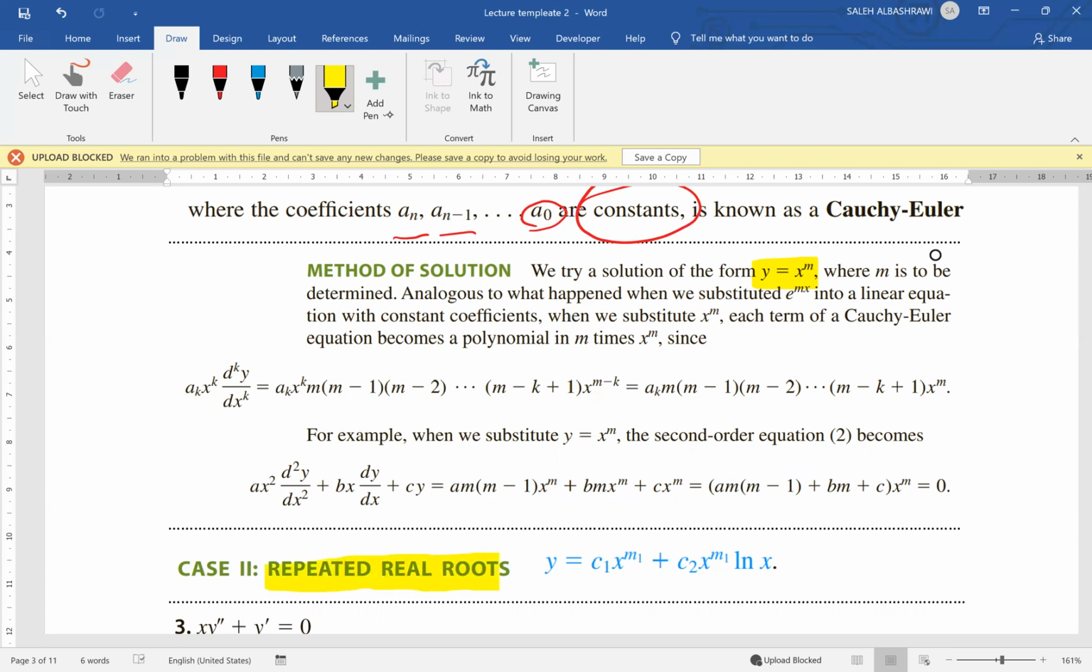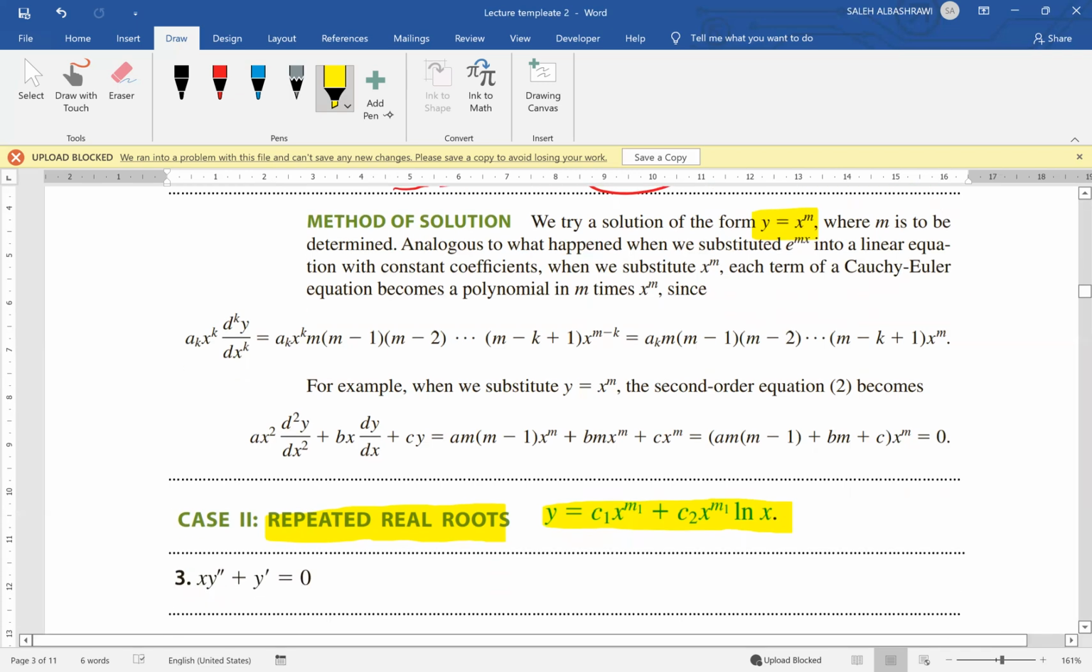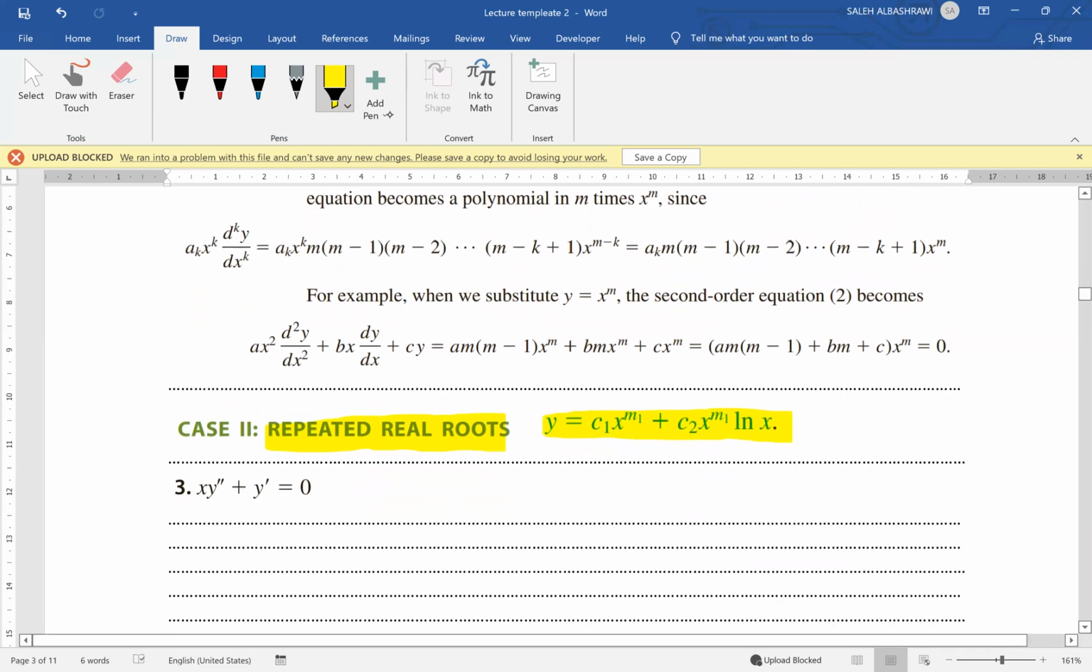If we have repeated real roots, then the general solution will be written as C1 multiplied by x to power m1 plus C2 x to power m1 times ln of x. This will be the general solution of the given differential equation. This general solution can be constructed using the reduction of order. Let's have some examples for this case when we have repeated real roots.